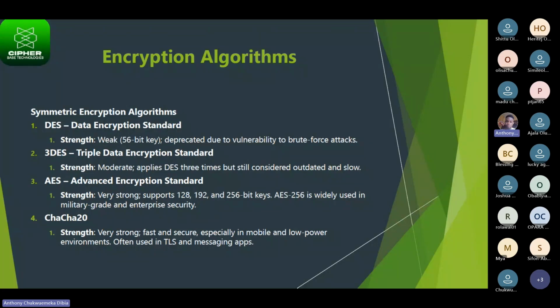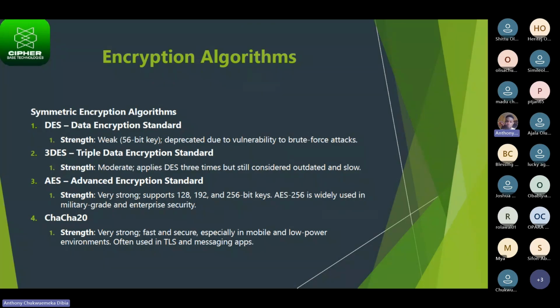Encryption algorithms. First, we have the symmetric encryption algorithms. The first one is DES, which is Data Encryption Standard. It is weak because it has a 56-bit key, which means a brute force attack can easily decrypt it. Then we have 3DES, the Triple Data Encryption Standard. This one is moderate, and it applies DES three times.